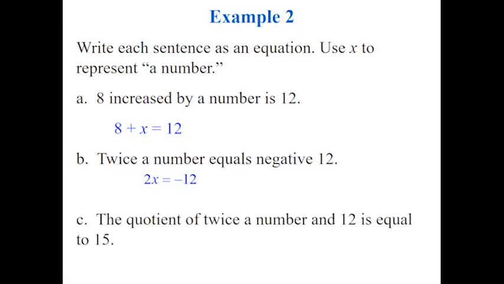In C, the quotient of twice a number and 12 is equal to 15. The quotient is division. What are we dividing? The quotient of this and this: twice a number and 12. Twice a number divided by 12 is equal to 15. 2x divided by 12 equals 15.